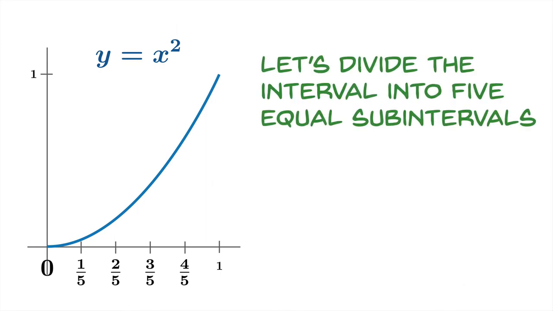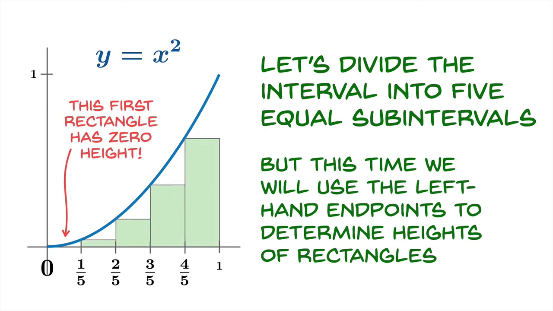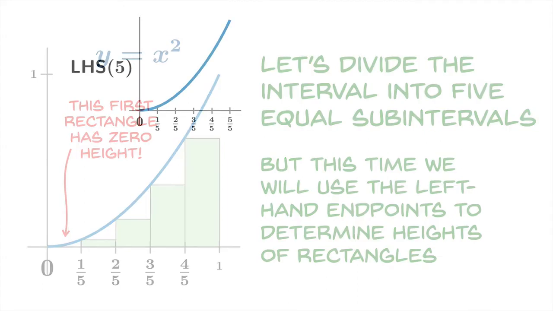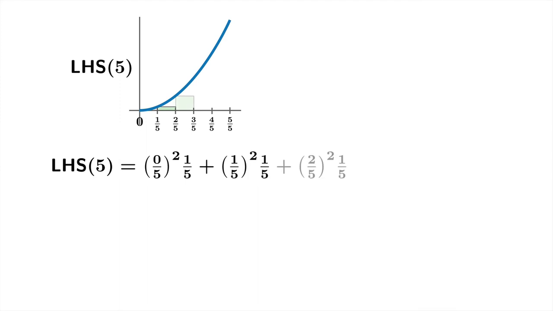Let's divide the interval into 5 equal subintervals again, but this time we'll use the left-hand endpoints to determine heights of rectangles. One thing to notice is that this first rectangle has 0 height. That's nothing to be alarmed about. It's just the way we're doing our approximation gives us a sort of degenerate box that has no area, so we'll have a 0 term. Now, the left-hand sum then will be the sum of these 5 terms.